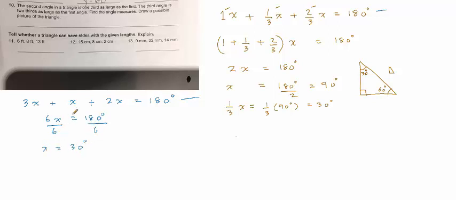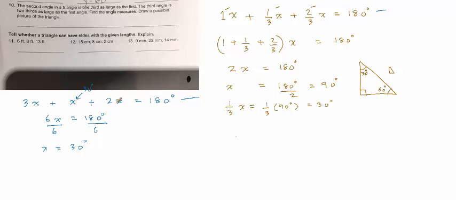Now what's x in this problem? X is this angle, so we have this angle as 30. We don't have a different answer. It's not like x was 90 over here, x is 30 over here. This time x is this angle, the smallest angle, and that's 30.